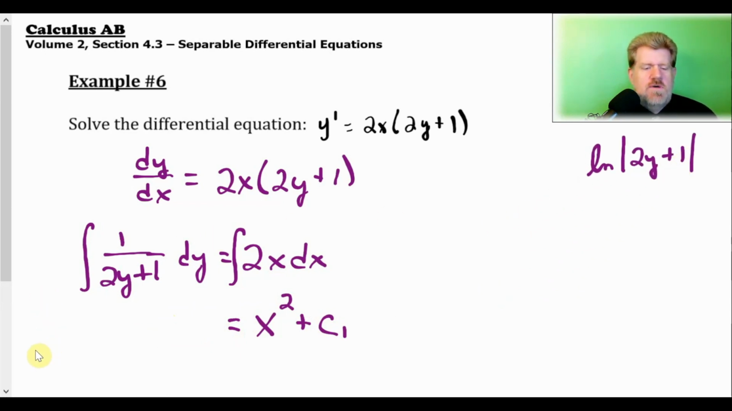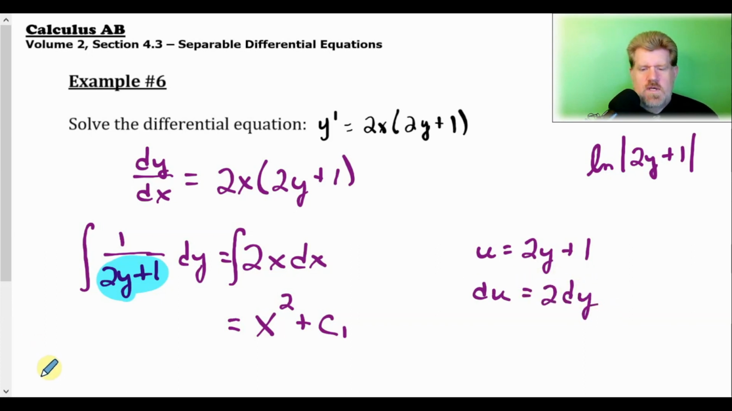And I want you to think about this using u substitution. Okay. I'm going to let u equal 2y plus 1. Now I'm going to do it over here where I've got some room. So I'm going to let u equal 2y plus 1, so its derivative is 2. All right. Well, my 2y plus 1 is right here. I have a 1 dy. Well, I don't need a 1 dy. I need a 2 dy.